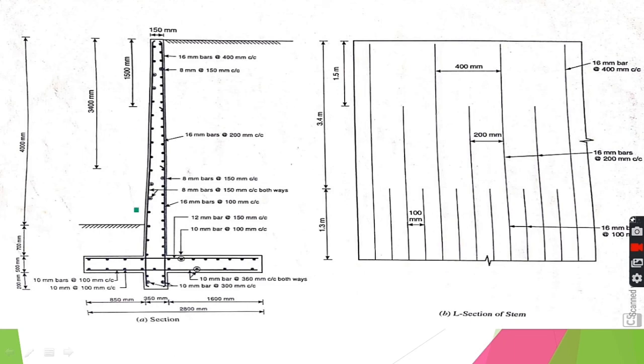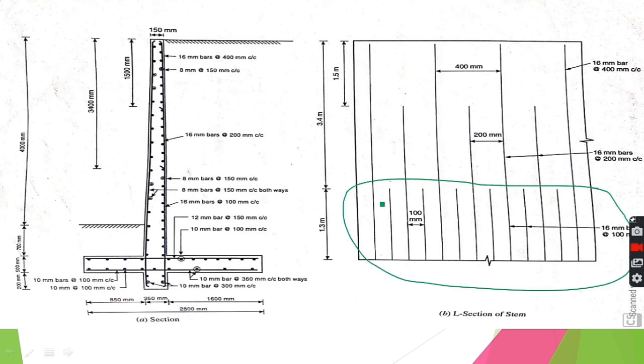Let us start from the stem. We have curtailed vertical bars here. Some are of full height, some are of 1.3 meter height, and some are of 1.5 meter from top. So there are three types of lengths of vertical bars in the stem: this, and this. These are at spacing of 100 mm.